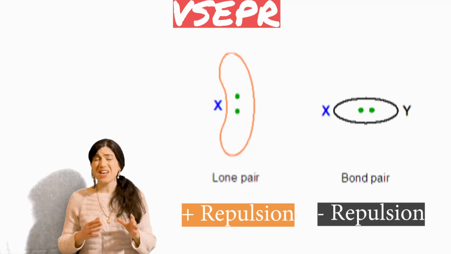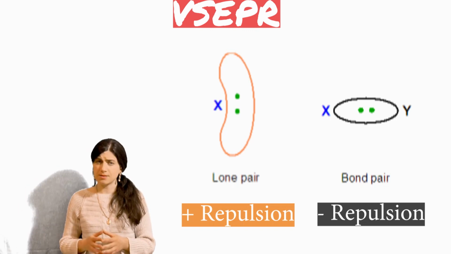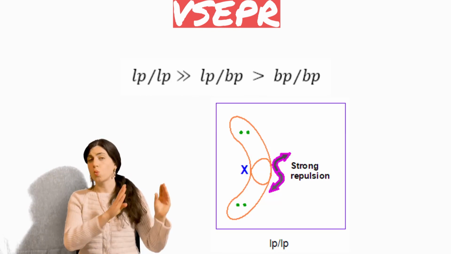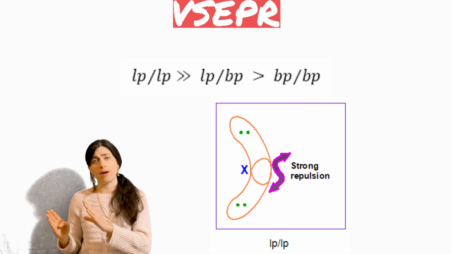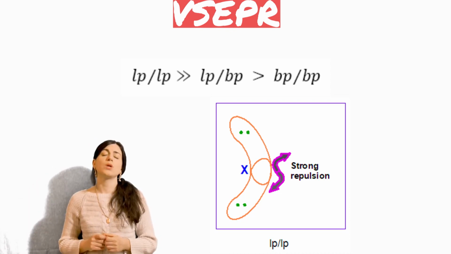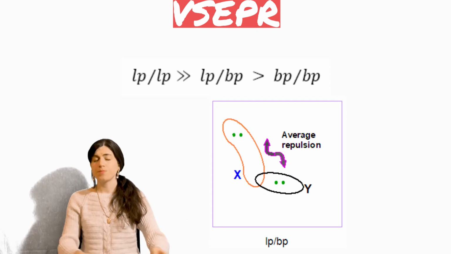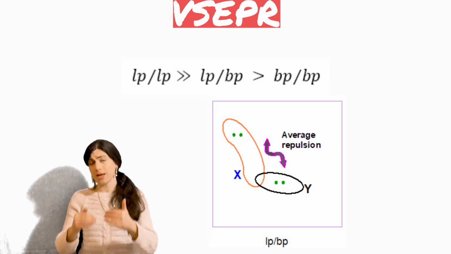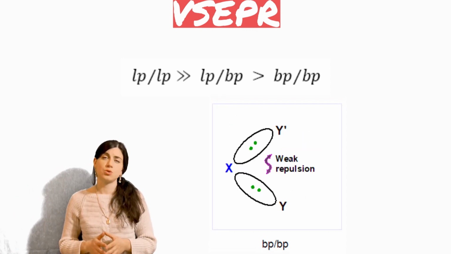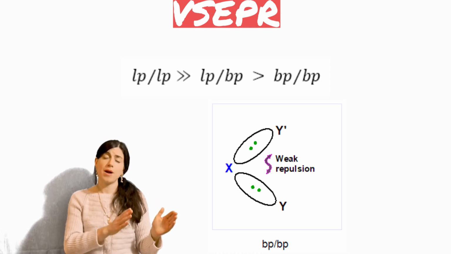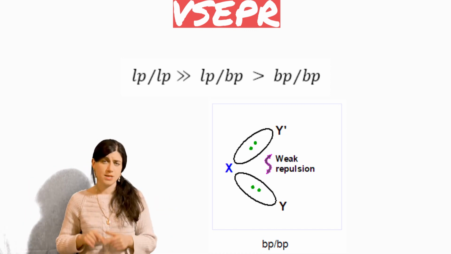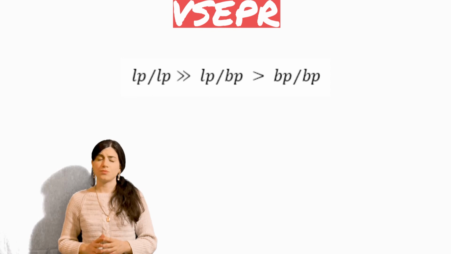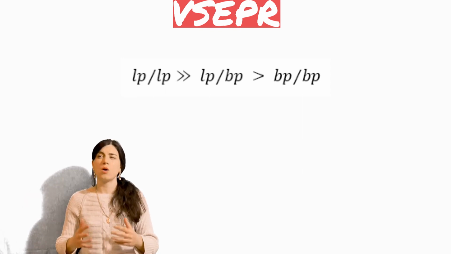For these reasons, the VSEPR model tells us that there is this order of repulsion to take into account. The repulsion between one lone pair and another lone pair is greater than the repulsion between one lone pair and one bond pair around the central atom. And this last repulsion is greater than the repulsion between one bond pair and another bond pair around the central atom. So this is the order of repulsion we have to take into account for this model. It is highly important in order to build our structures.